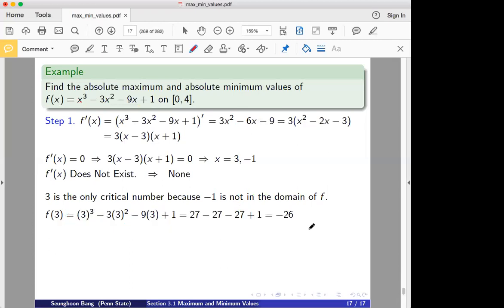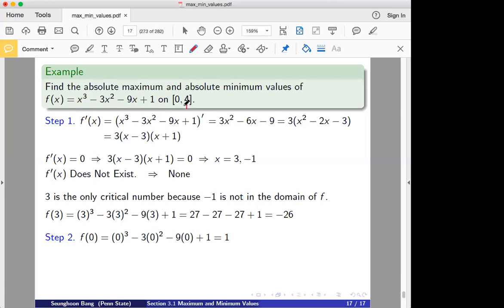Next, step 2. Find f at the endpoints. Find f(0). You plug 0 into f: 0 cubed, 3 times 0 squared, 9 times 0. So this is 0, 0, 0. The answer is 1. So f(0) = 1.